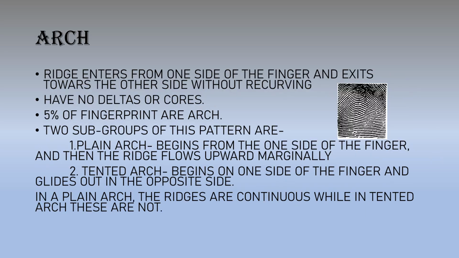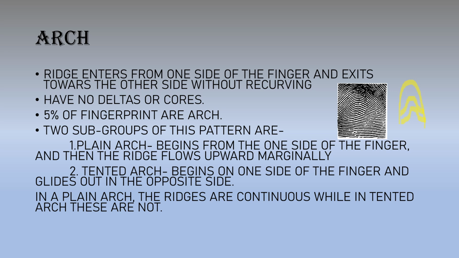Now it is the arc type of fingerprint. So what are arcs? The ridge enters from one side of the finger and exits towards the other side of the finger without any recurving. So here this is the finger. It enters from this side and then exits from the other side. Going on like this, the prints are present. In this type of arc, there are no deltas or cores. In the population, only 5% of the fingerprints are arcs.